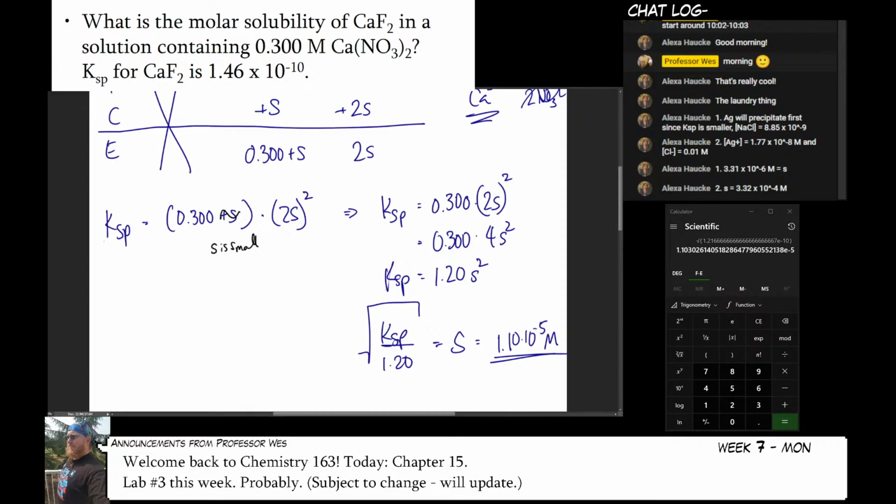I'm just double checking my math. Did I do my math right? 2 squared is 4. 0.3 times 4 is 1.2. Let's see here. I just want to make sure I did this right. Sometimes I just don't trust Windows Calculator. That's my issue. 0.3 times 4. That looks pretty good. Okay. 1.1 times 10 to the minus 5. Yeah, okay. Alright, looks good to me.